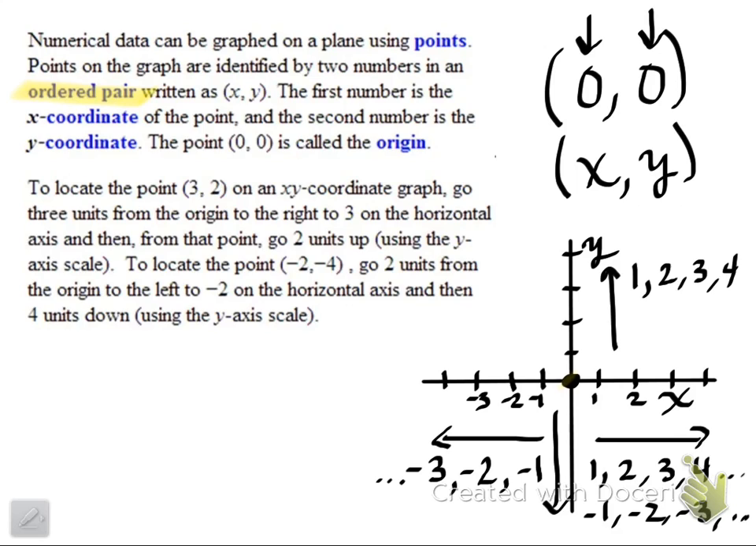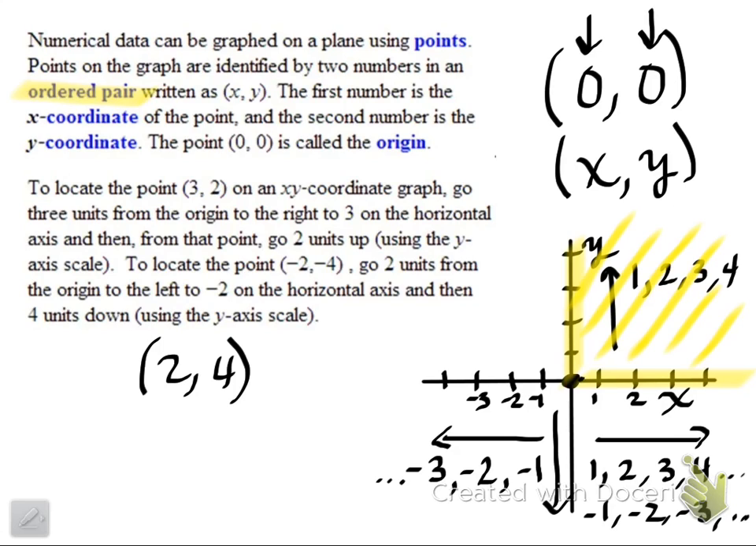Okay? So you'll notice here, move to the right positive, move up positive. So every coordinate in our first quadrant are going to be values or an ordered pair that are positive. For example, 2, 4. We go over 2, up 4. So that'd be our point 2, 4.